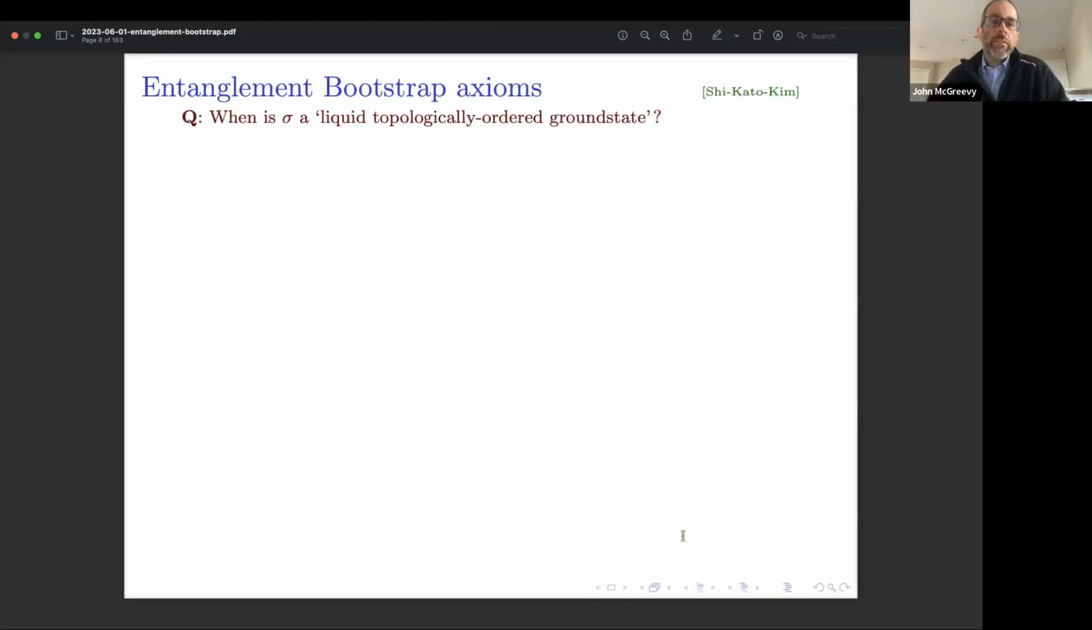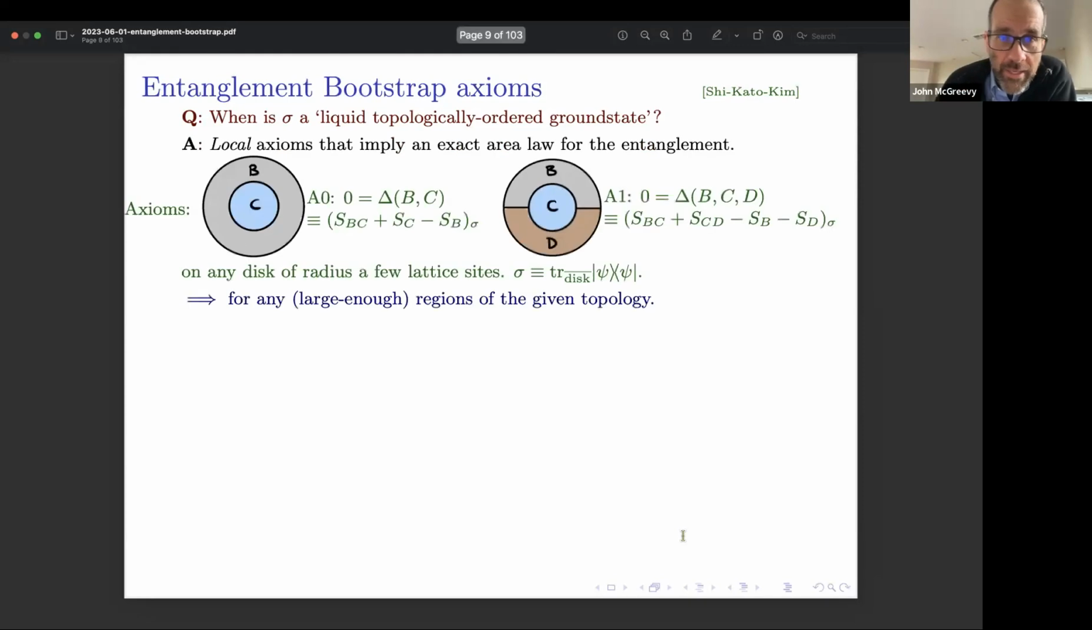All right, so the first question we have to answer is, if someone hands us a wave function, say the reduced density matrix on a ball, how do we know that it's a representative of some liquid topologically ordered ground state? The principle that we're starting with, that all the universal data is in there, implies that there should be some local condition that we can use to check whether or not this is the case. Here's the answer to this question that Bowen and Isaac Kim and Kotaro Kato gave, which is the following simple conditions on the entropy.